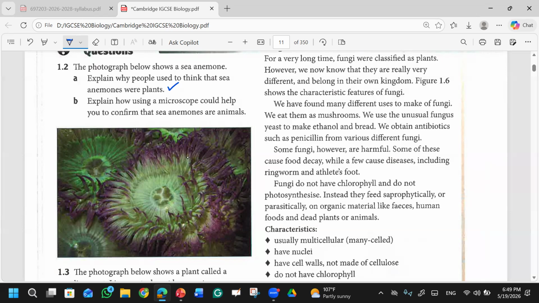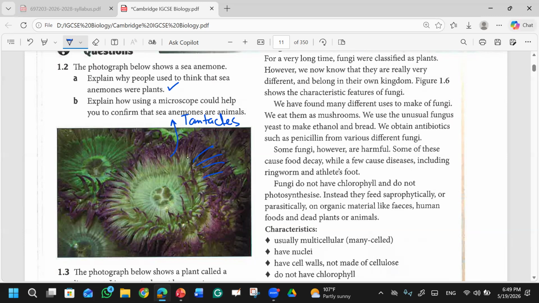There were two things. First is the movement. It is not moving. It is static. And second, the character, like how it looks. The tentacles are like these spikes. These were like a flowering plant.